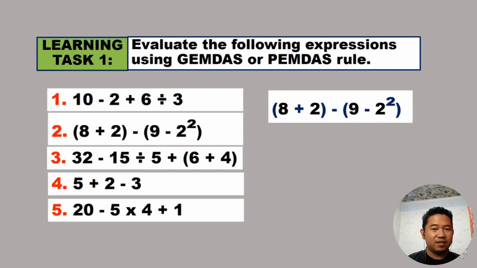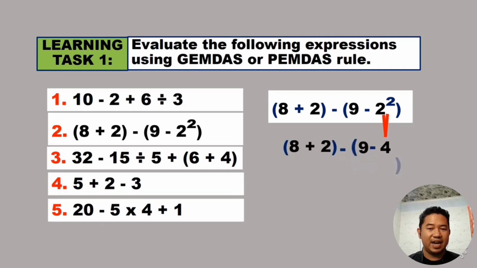Now let's take a look at example number 2. That's 8 plus 2, open and close parenthesis, 8 plus 2 minus, open parenthesis, 9 minus 2 to the power of 2 and close parenthesis. So what are we going to do here? So let's begin first with the exponent, right? So 2 times 2, that's 4. So 8 plus 2 minus, open and close parenthesis, that's 9 minus 4. Do you get it?